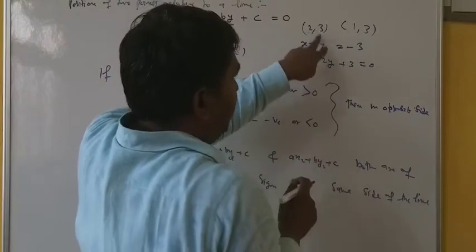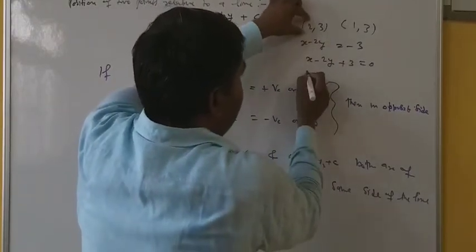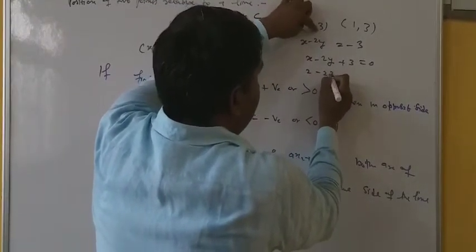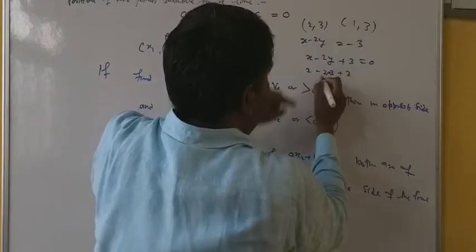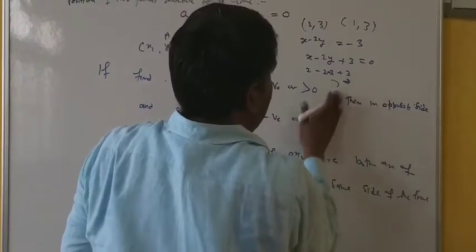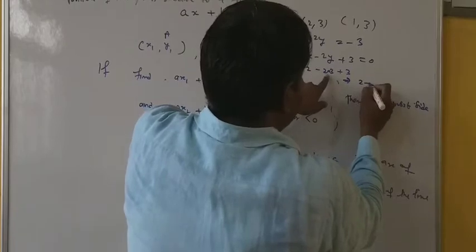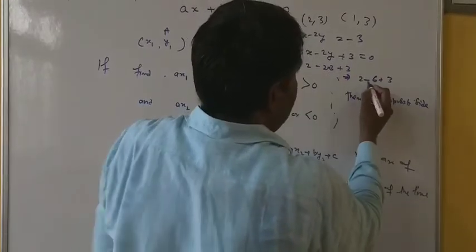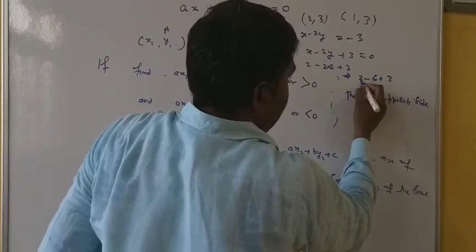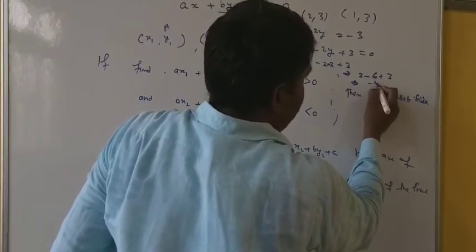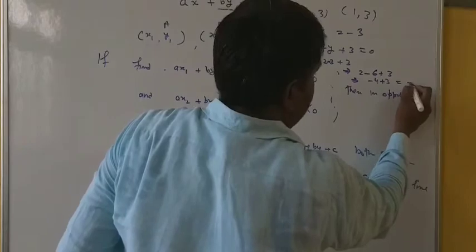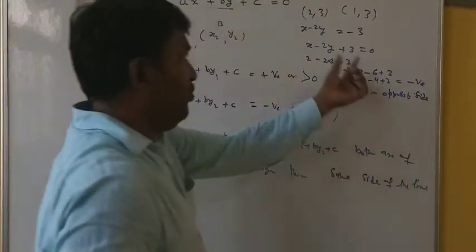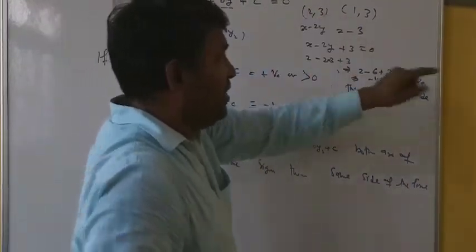Now put the values of x and y for the first point. Here, 2 minus 2 into 3 plus 3. Find out its value. 2 minus how much? 6 plus 3, minus 3. It implies minus 4 plus 3, which implies minus, means a negative value. For the first point you are getting a negative value.